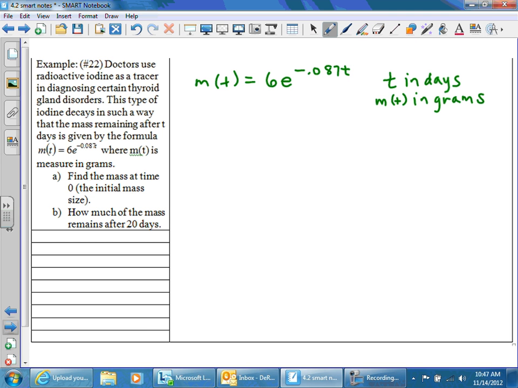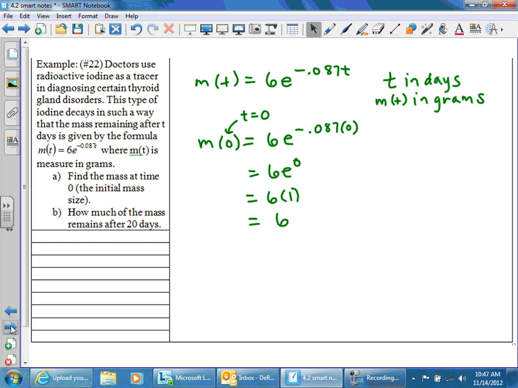All right, so A says find the mass at the initial time. Well, we can plug in 0, that's the initial time when time is 0. So that gives me e to the 0, which is 1, and 6 times 1 is 6. Or you can just know from your formula, this guy right here was your P, which is your initial amount that you started with. So at time 0, you should get out 6. That's how much you started with. Okay, part B, how much is left after 20 days?